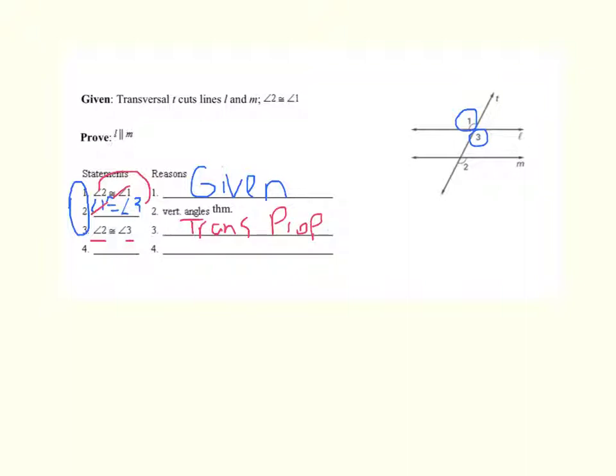We can fill in our last statement. We're trying to prove that L is parallel to M. And if I look at it, my statement was angle 2 is congruent to angle 3. What type of angles are those? Those are corresponding angles. And if I'm given that those angles were congruent, and I'm concluding that my lines are parallel, so since I started with angles, it is the corresponding angles converse that I used.